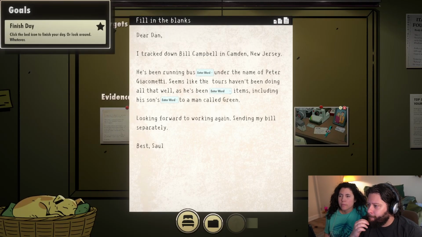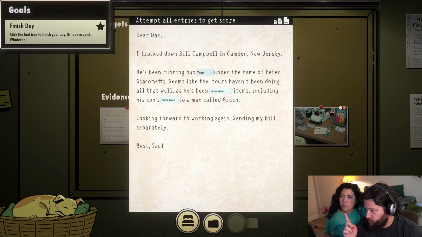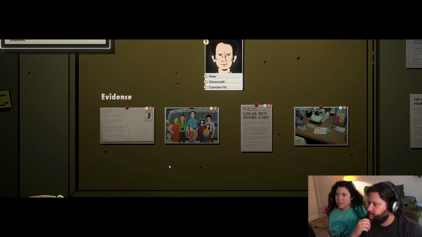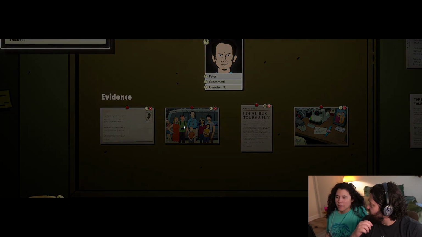This is interesting. Now we have to see if we understood it. He's been running a bus tour. A tour bus. Yeah, bus tours. For the name, seems like the tours haven't been doing all that well. He's been pawning items, including his son's watch. All right. So this is how the game works. It's very puzzle, but like not a set. I mean, it is a set puzzle, but you know what I mean. It's a logic game.